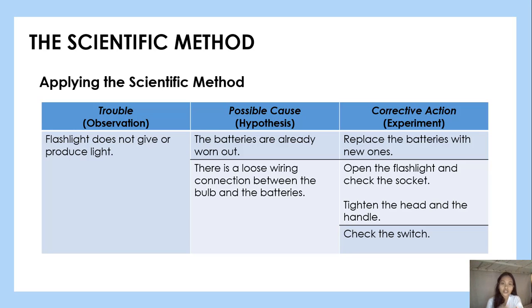And so after that, you test your hypothesis. So in testing your first one, you replace the batteries with new ones, and then the second hypothesis, you open the flashlight and then tighten the head and the handle and all of that. And so after that, you evaluate your results. And then if you still don't have those results, you repeat your experiments until you come up with a good theory. So that is what the scientific method is all about.